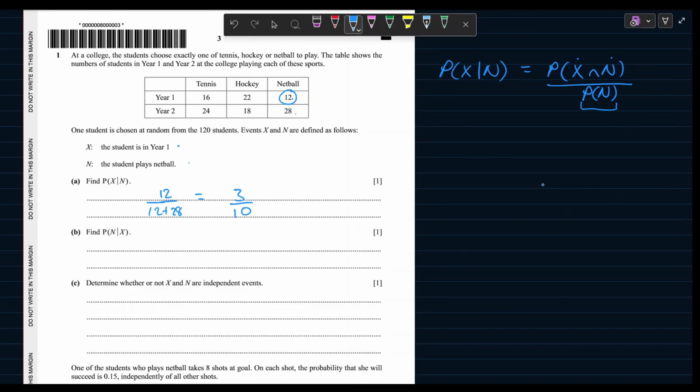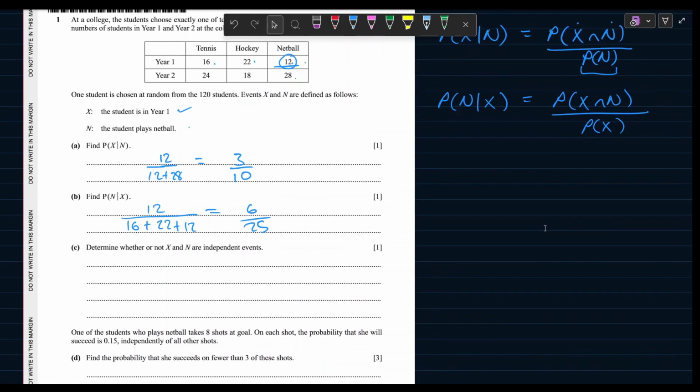That's our answer. And then part B is now the reverse. So the probability of N given X. This is again the intersection, is in year 1 and plays netball, which is 12, but now it's divided by the probability of X. The probability that the student is in year 1 becomes 16 plus 22 plus 12. So this is equal to 12 over 16 plus 22 plus 12. That gives us 6 over 25.